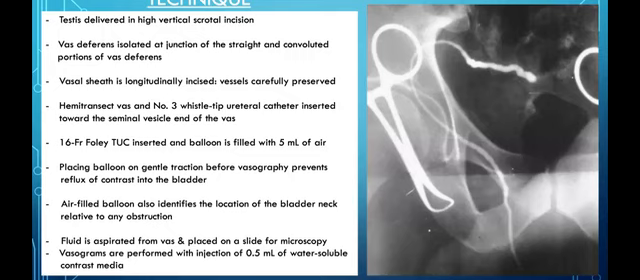And then what usually happens is that first the fluid is aspirated, and then Ringer's lactate can be injected into the vas. And if it drains very easily, then usually you know there's no obstruction, but you can confirm this then with contrast media.